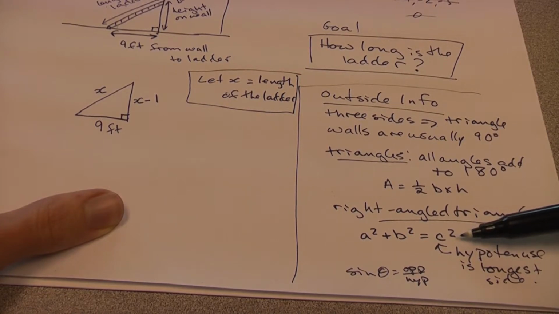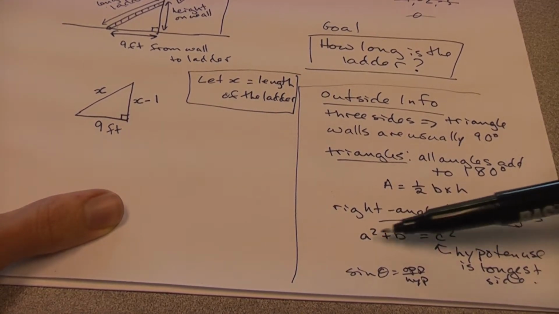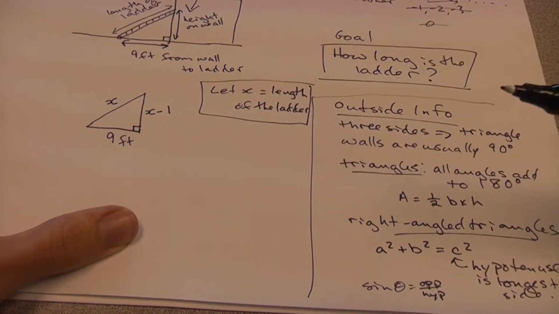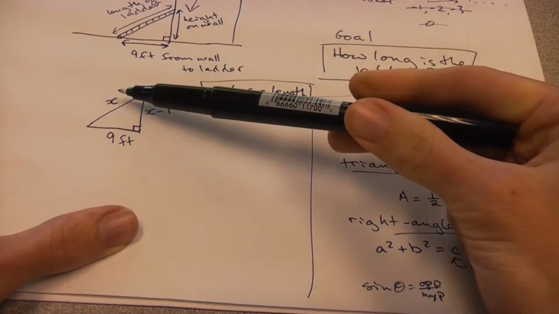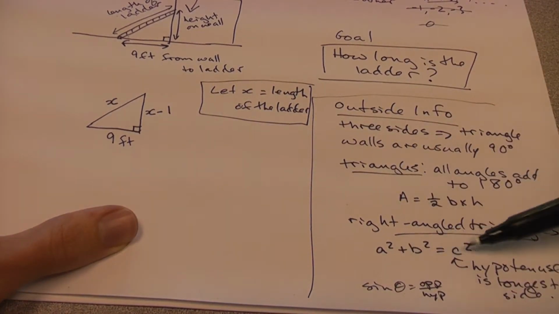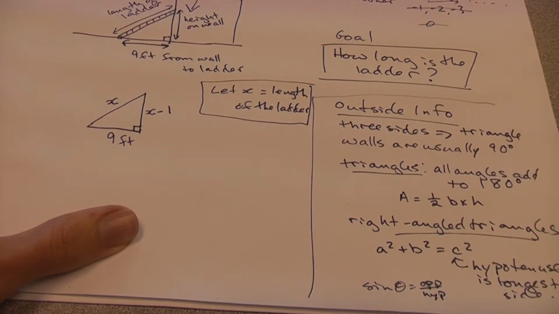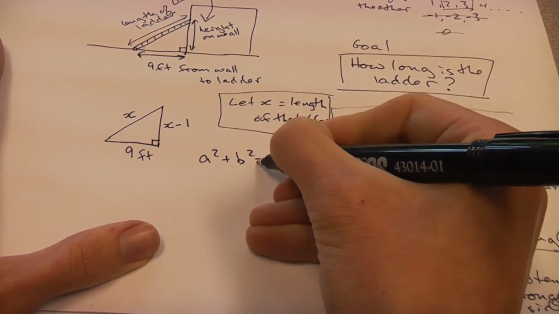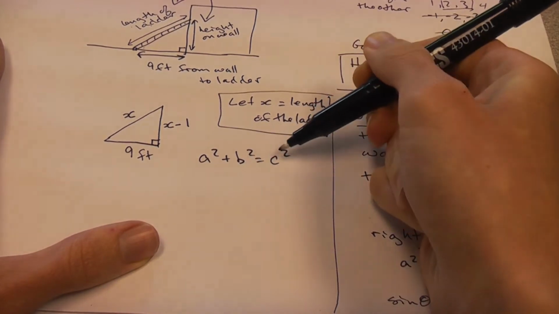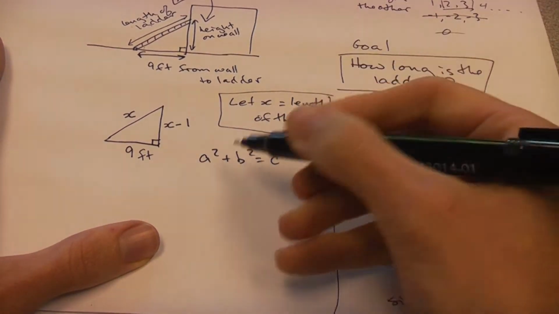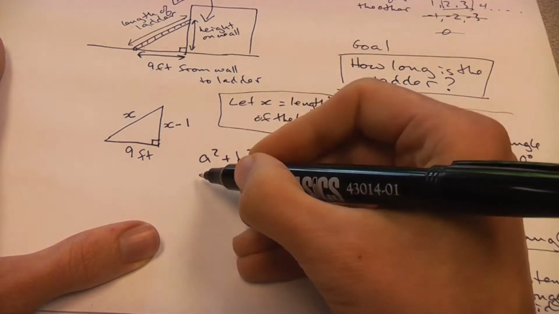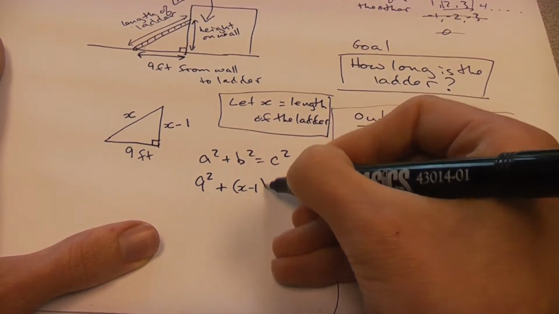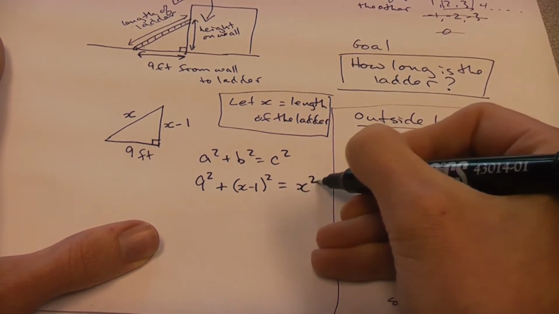This piece of information, well, this is a relationship between the three sides of a right-angled triangle. I have three sides of a right-angled triangle in my diagram. I would really like to solve and find out what one of them is, so it seems like this is something that I would want to use. So we try this out. a squared plus b squared equals c squared. Well, a squared and b squared, those are the two legs of the right-angled triangle. So I know that, well, 9 squared plus x minus 1 squared should equal x squared.